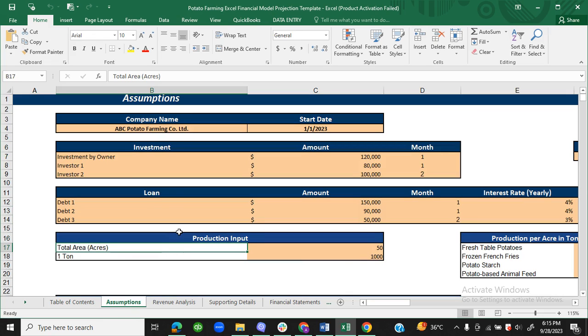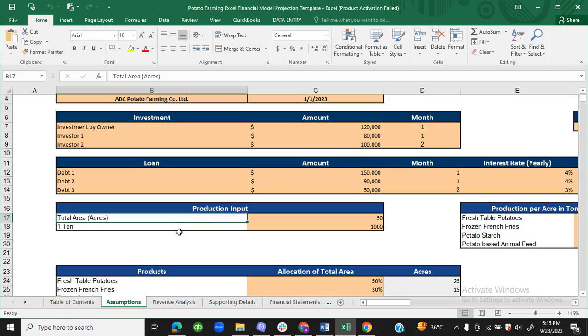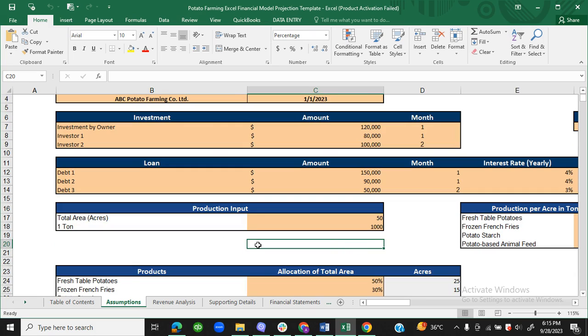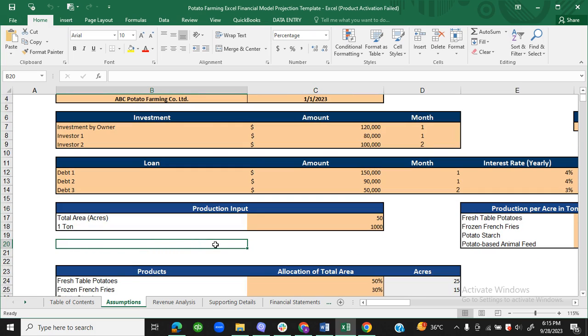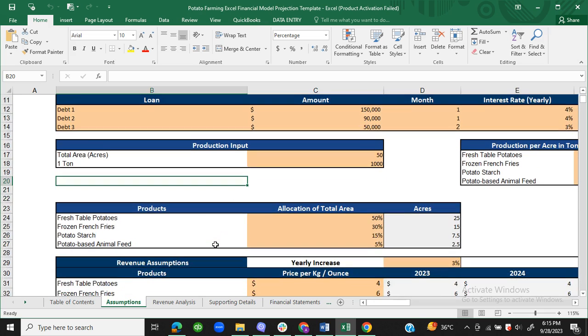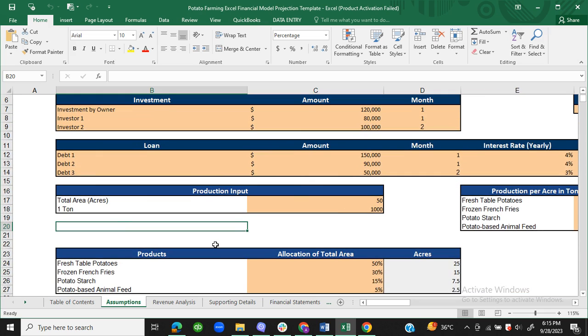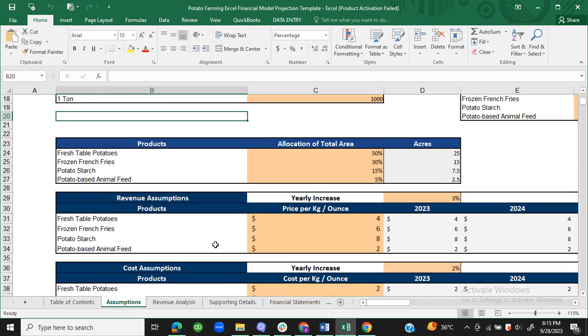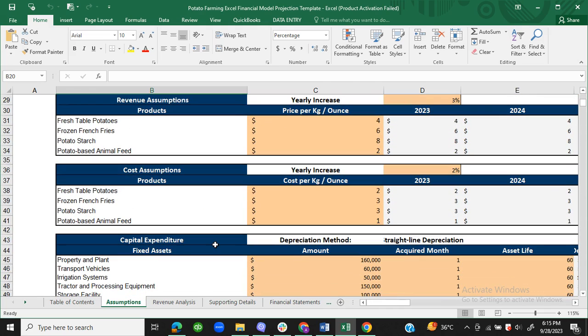As you can see, we have added all the necessary assumptions for this business. Any customer or client or business who is using this template can change these assumptions based on his or her business needs. We have added assumptions for investment, for loan, cost assumptions, revenue assumptions, payroll assumptions, capital expenditure assumptions, and much more.